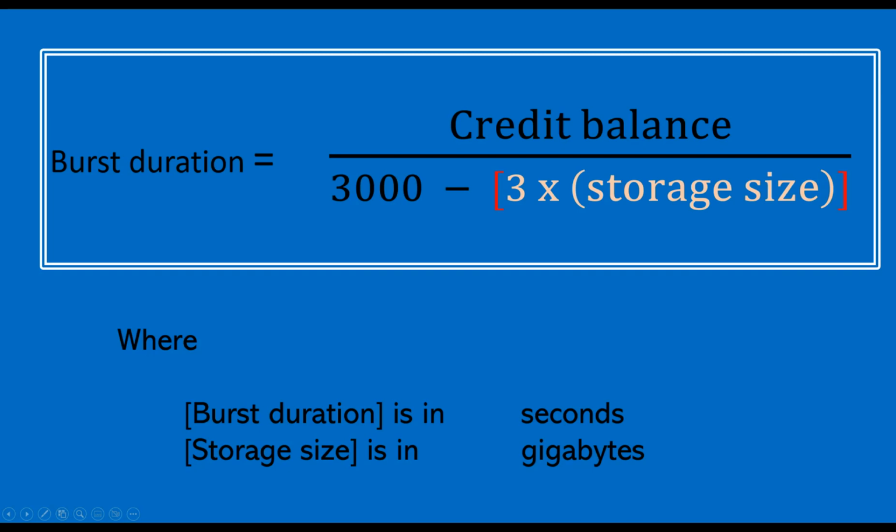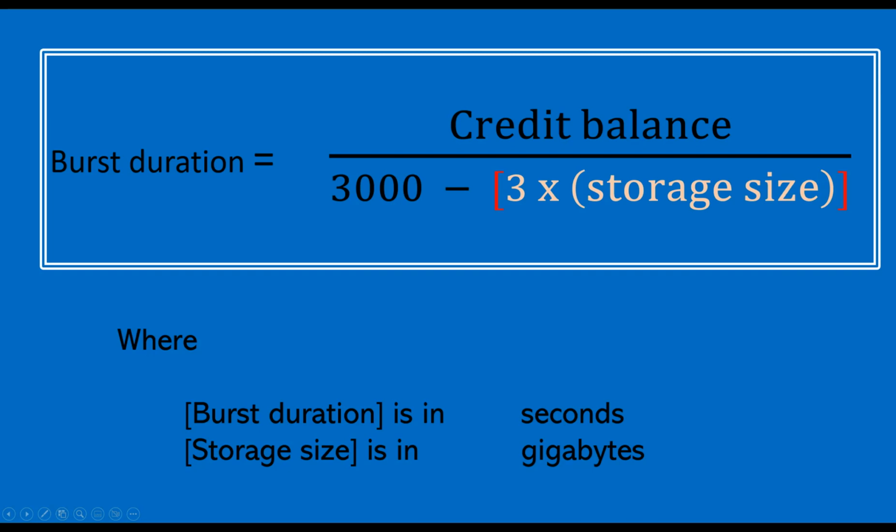You can work that out with our equation, because all you need to put in to get that duration in seconds is your credit balance on the top, and on the bottom, the denominator, you have 3,000 take away 3 multiplied by your storage size. So if we plug the credit balance in and the storage size, we can always work out the burst duration. If you have a 200 gigabyte volume, that duration would be just over 2,000 seconds, which is about 38 minutes.